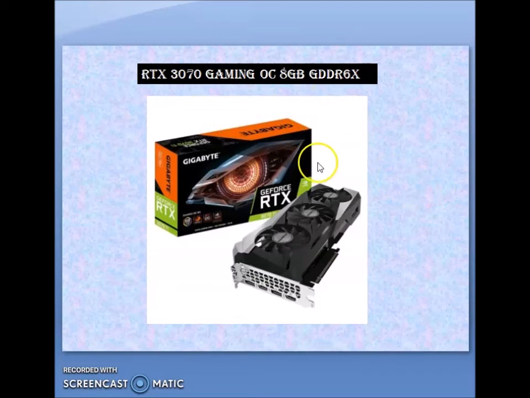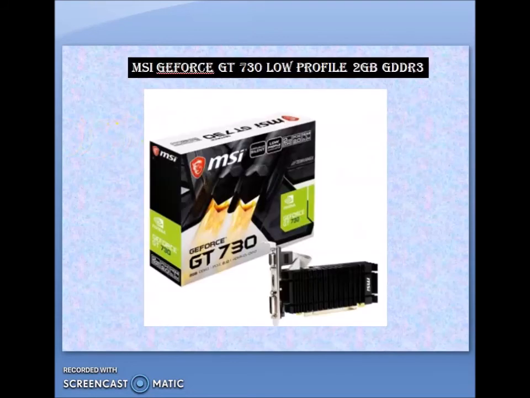And the last graphic card is the MSI GeForce GTX 713. The characteristics are simple, and this graphic card costs 70 euros.